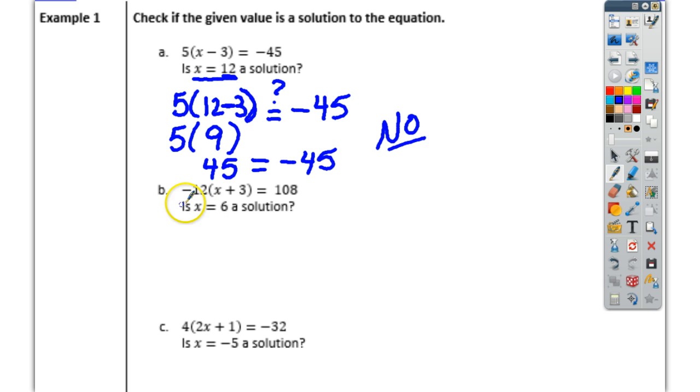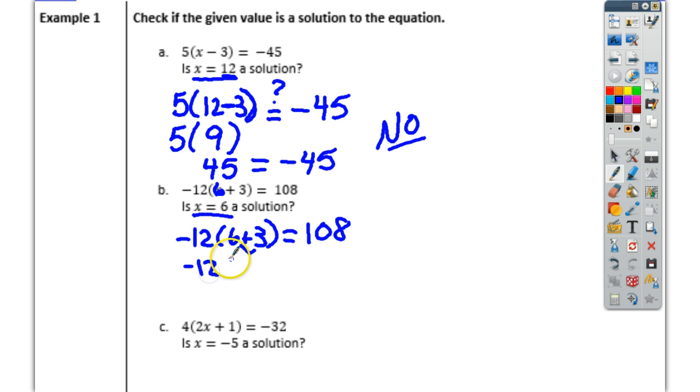Now we go down here. Is 6 the solution? Negative 12. Put a 6 in here. What is 6 plus 3? Does that equal 108? Well, again, these are like terms, I can combine them. So what is a negative 12 times 9? Negative times a positive is a negative, and when you multiply them, you get 108. So are they the same? No. One is positive, and again, one is negative, so this one is also a no.